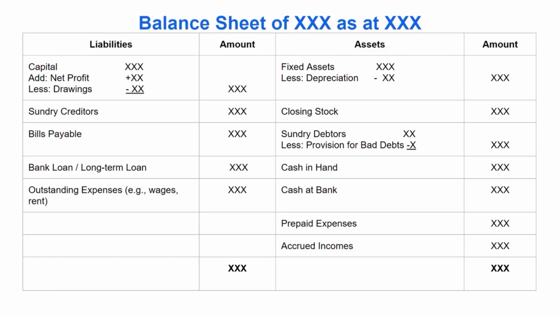Okay. And then closing stock. Remember, in the trading account we took closing stock on the credit side. The same closing stock will be recorded on the balance sheet as well. Then sundry debtors, less provision for bad debts. Whatever provisions we kept for the bad debts, we will deduct from debtors. Cash in hand, cash at bank, prepaid expenses and accrued incomes. And lastly, when we calculate the totals, debit side and credit side, that is assets and liabilities, both should tally.